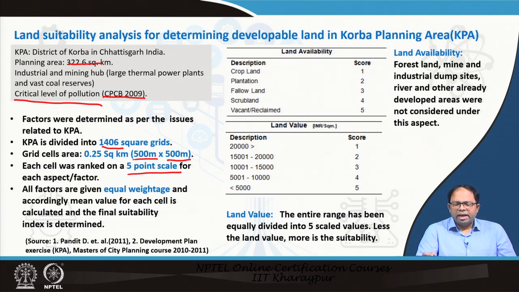So, the first factor was land availability, where vacant or reclaimed land was given the highest score of 5. Cropland, which is already being cultivated, was given a score of 1. That means we will keep it as cropland. Plantations were given 2, fallow land 3, scrubland 4, and so on. And land value wise, of course, the lowest value was given the highest priority, because it's better to develop in a low cost area. A high cost area would be difficult even for the government to procure, in case the government also wants to procure some land in this area. The entire range was equally divided into 5 scaled values. Less land value, more suitability.